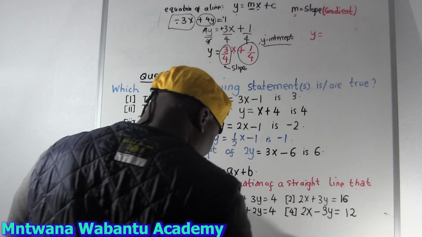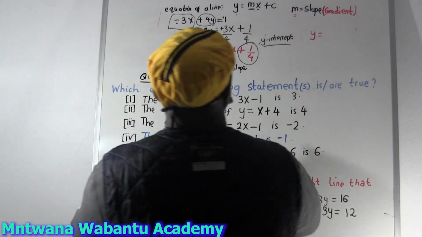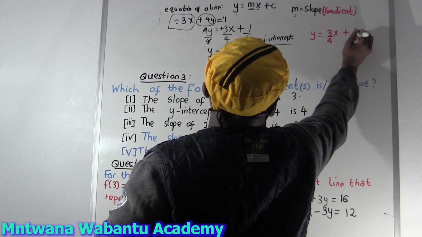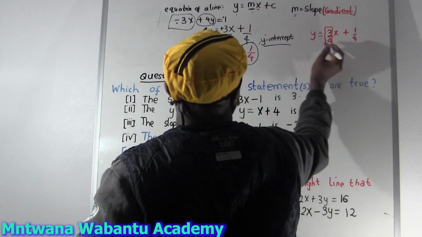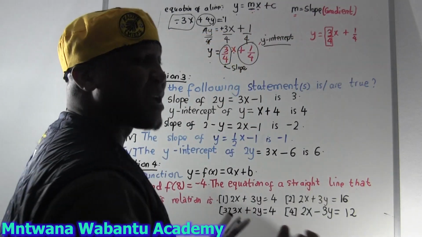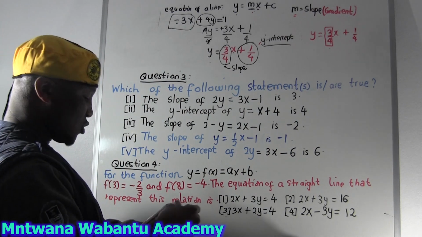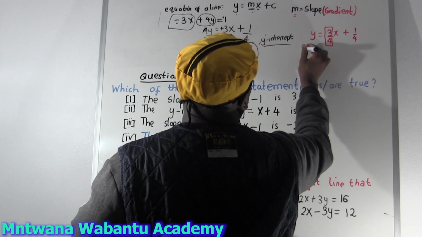Let's write here: y equals 3 over 4 x plus 1 over 4. We know this is the slope because it's mx and m represents the slope. Now, another way you can get the y-intercept: at the y-intercept, the value of x equals 0. So we can write here, at the y-intercept, the value of x equals 0.